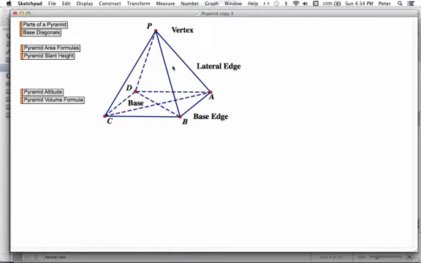Now, the lateral faces, which are all triangles in a pyramid, meet at the lateral edge. So PA is a lateral edge, so is PB, PC, and PD. The lateral faces meet the base at the base edge. So AB is a base edge, BC, CD, and AD. All right, let's move on to some of the formulas.